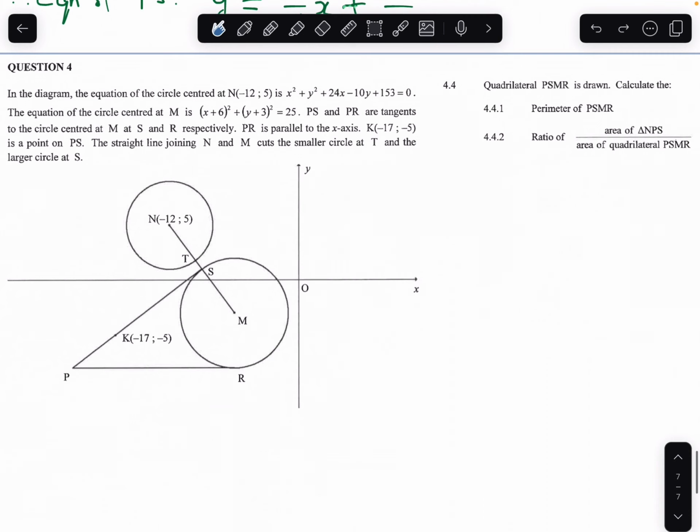So the last part of this question. Again, we're going to start out by filling in everything we know.